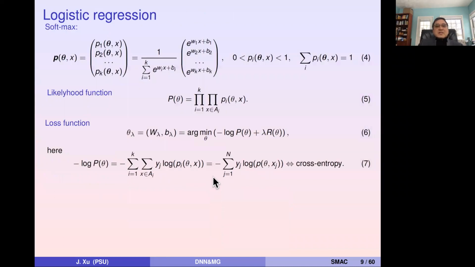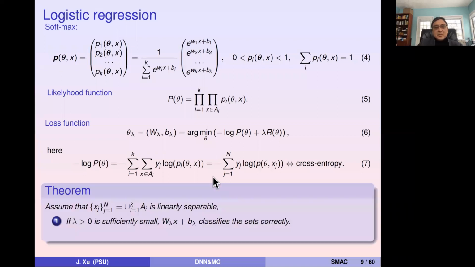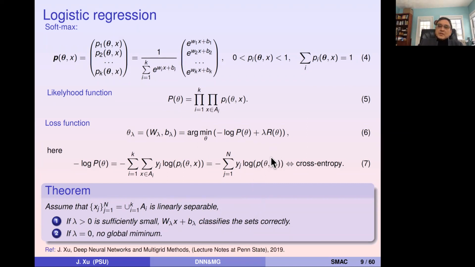Anyway, you can also use the standard technique, for example maximizing the likelihood function, and I'm sure everybody in this audience knows this. But mathematically, you can prove that if the original K sets are linearly separable, and you put in a regularization function, then if lambda is sufficiently small, the regularized logistic regression problem, which is strictly convex, gives you the separation.